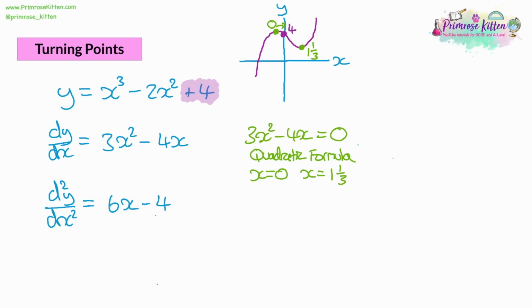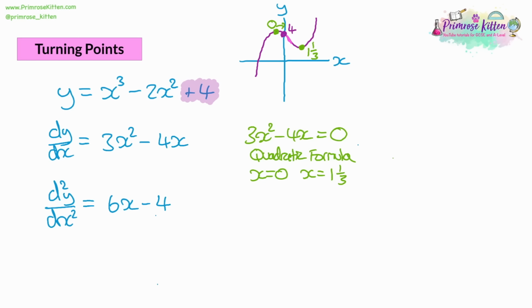If you want the y-coordinate of the 1 1/3, then what you can do is substitute it back into the y equals, and that would give you the y-coordinate as well if you wanted it. Another thing you might want is something that we call the point of inflection. The point of inflection is in between the two peaks. So it's a bit where we stop being the first curve and we start being the second curve.